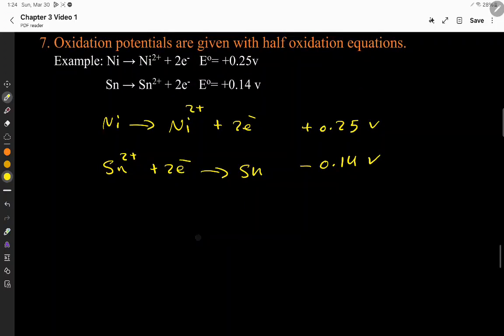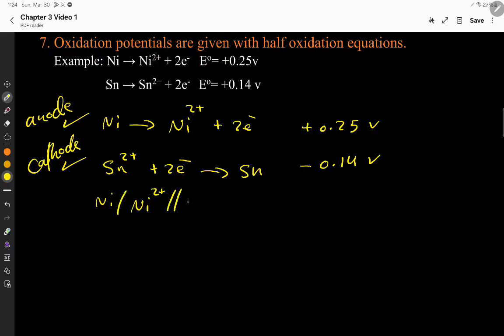Now we can find everything. We have oxidation and we have reduction. The reaction at the anode is Ni, and this is the reaction at the cathode. So Ni | Ni2+ || Sn2+ | Sn. This is the cell diagram notation. Overall reaction: Ni plus Sn2+ gives Ni2+ plus Sn.